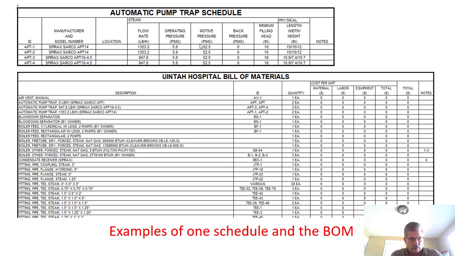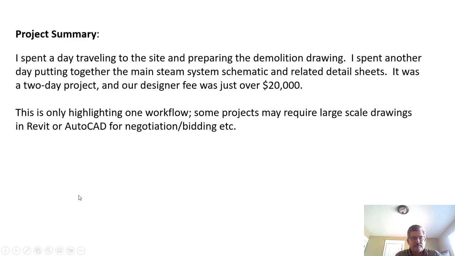Then I threw in one schedule for you to look at, all the Spirax Sarco traps that were selected, and then the bill of materials. You can see a summary of the type of boilers, capacities, traps, even down to the fittings, unions, and piping associated with the project. I spent a day to travel to this site and do the demolition plan, and another day to assemble the schematic, the related steam diagram with the detail sheets. My fee was just over $20,000, so not bad for a couple days' worth of work.